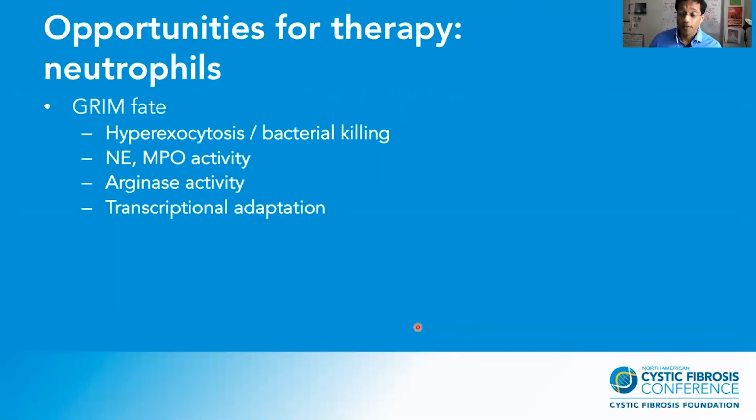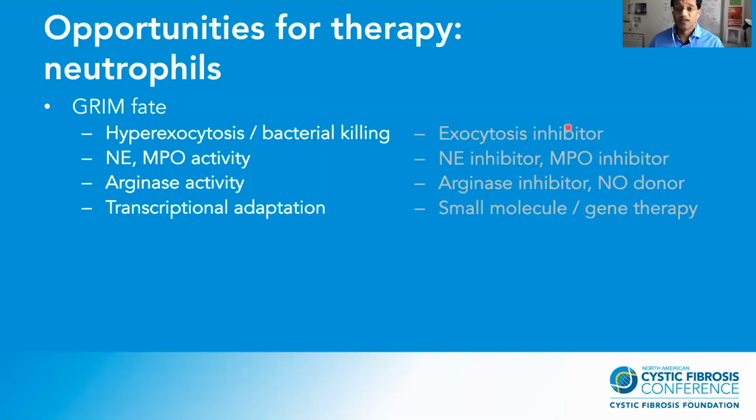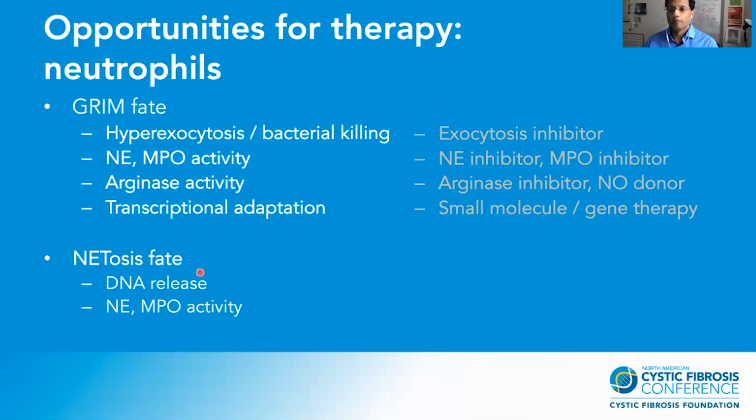So what are the opportunities for therapy when we look at those green neutrophils? First of all, everything we talked about: they hyperexocytose, they fail to kill bacteria, they release molecules that are immunoregulatory or toxic, and they undergo transcriptional adaptation. Well, we can target that with specific inhibitors. But with regards to transcriptional adaptation, we can also try to modulate it with either small molecules or gene therapy. With regards to the NETosis fate, this is a short-lived fate of the neutrophils where they release those neutrophil extracellular traps made of DNA, and they also release their granules in that context, where we can use the same inhibitors of those granule contents, but we can also look for specific inhibitors of the DNA release.